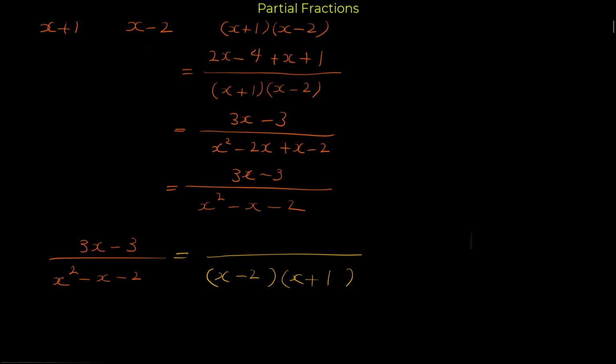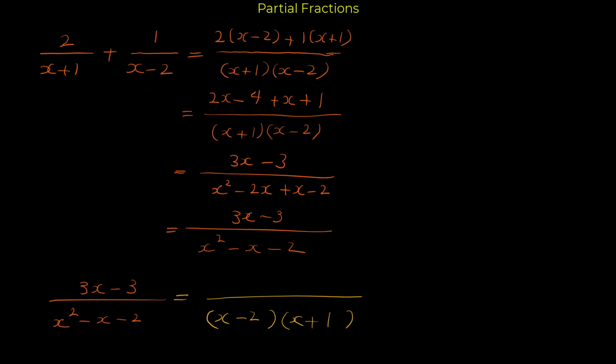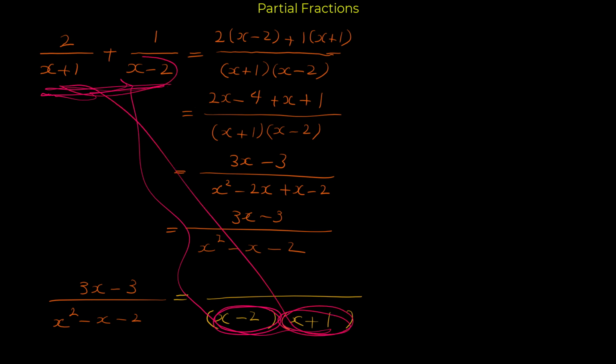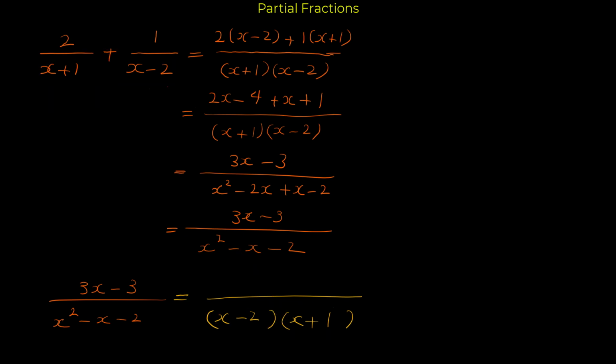So look at here. By factoring the denominator, we know that the fractions that we are looking for have x minus 2 and x plus 1 in the denominator. But still we have to do some work to get to that point. And in the top, we rewrite again 3x minus 3. So the first step in the partial fraction method is to factor the denominator as much as you can.